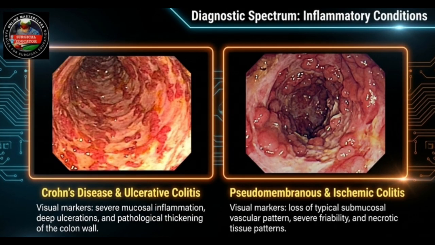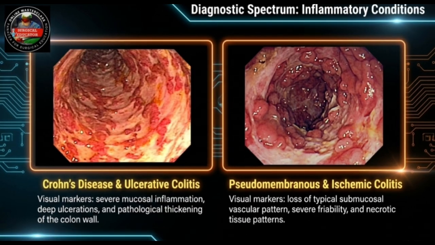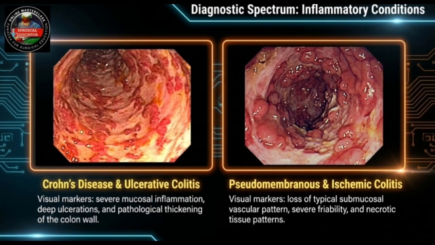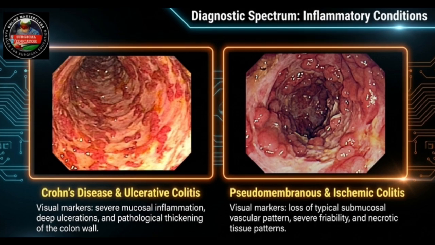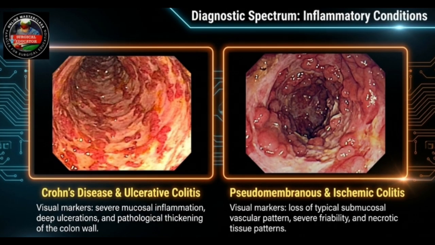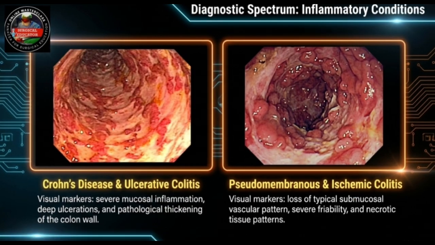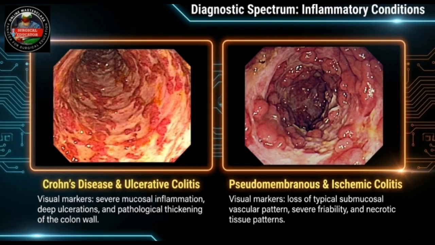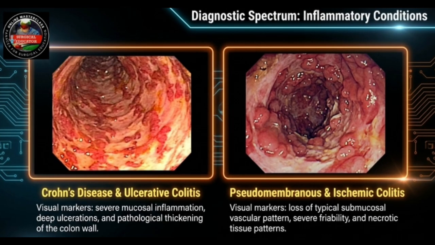The visual difference reflects a completely different disease mechanism. Crohn's and ulcerative colitis are driven by an overactive immune system attacking the tissue, which causes the swelling and deep ulcers. Ischemic colitis, however, is basically a plumbing problem. The blood supply to that segment of the colon has been choked off. Oh, wow. Yeah, without oxygenated blood, the normal submucosal vascular pattern just disappears and the tissue begins to die, which is why you see that necrotic, sloughing tissue. And instantly recognizing that visual difference dictates exactly how you manage the patient.